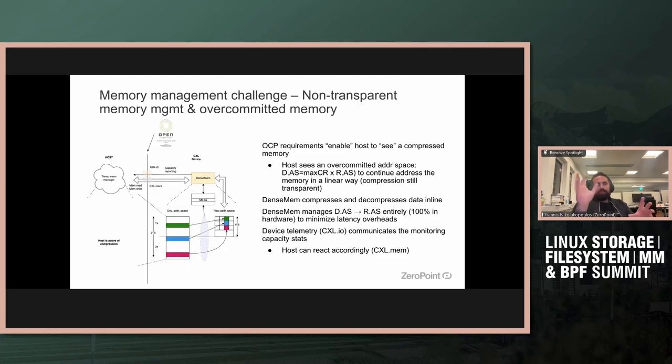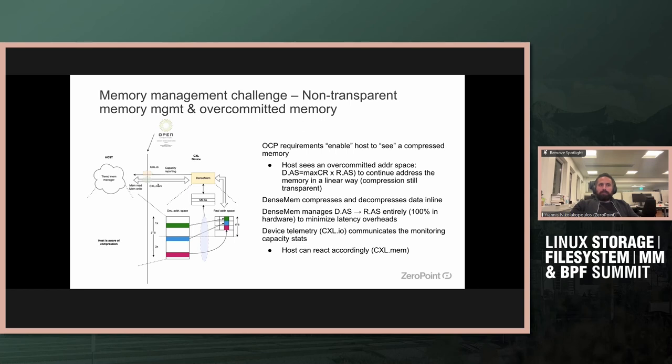So trying to put all this together, the OCP specs is basically what defines how the host sees a compressed memory, but this can still be done through an overcommitted address space. So it's a linear address space, again, business as usual.